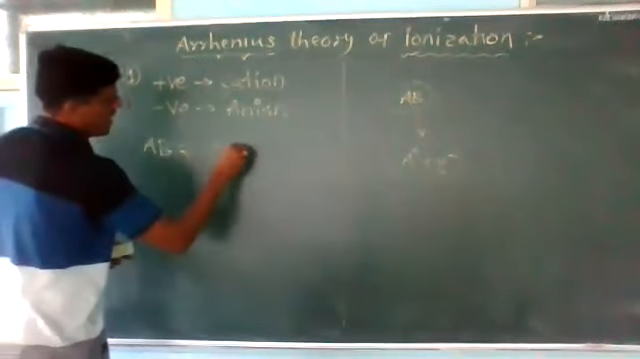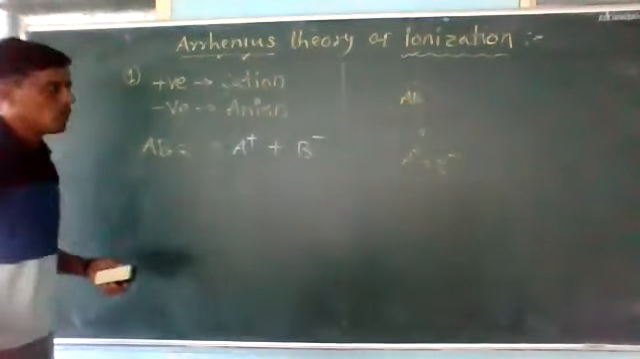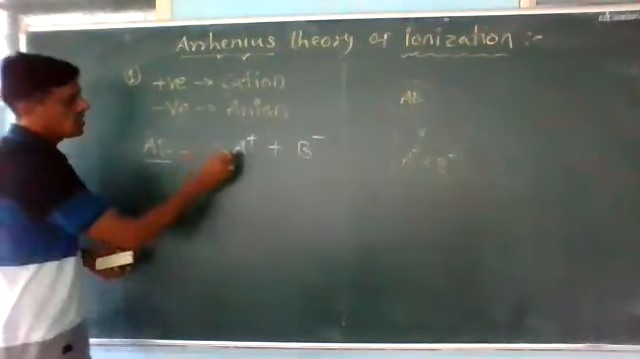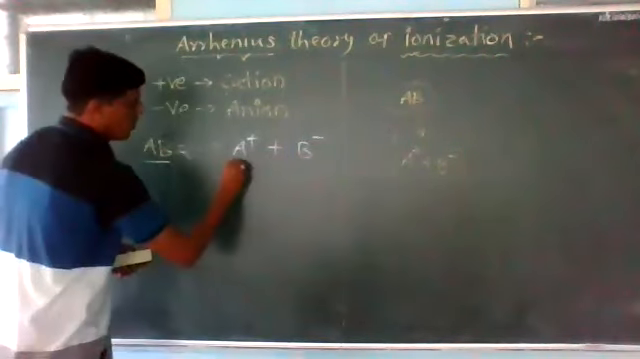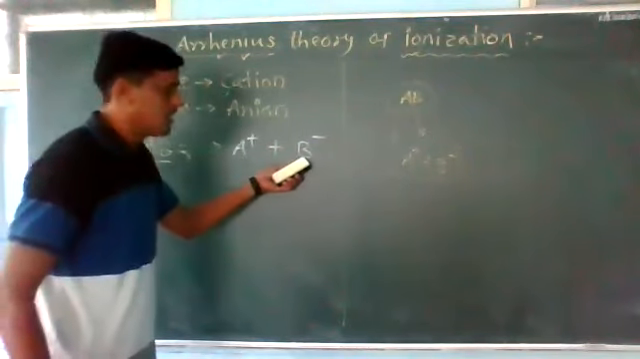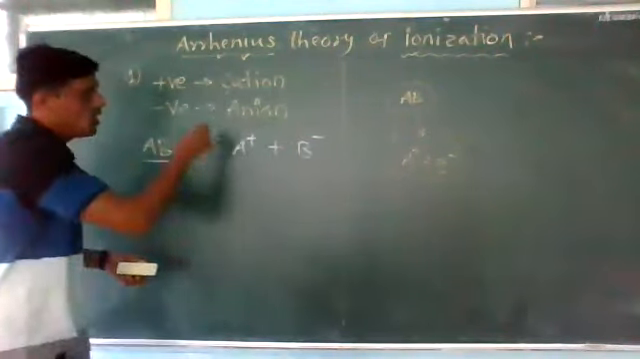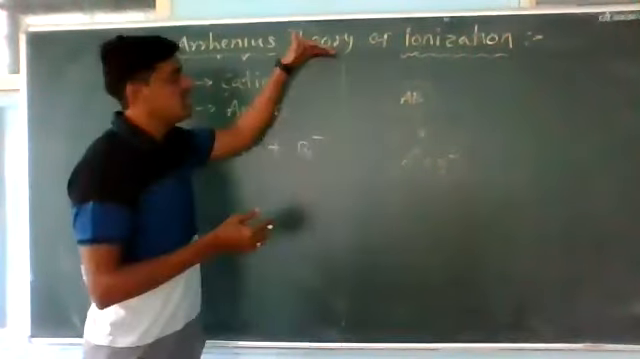For example, when AB is in a proper solvent or water, it dissociates into A plus and B minus ions. One electrolyte dissociates into A plus and B minus ions. The positively charged ion, A plus, is called the cation and B minus is called the anion. This is according to the old form of the Arrhenius theory.